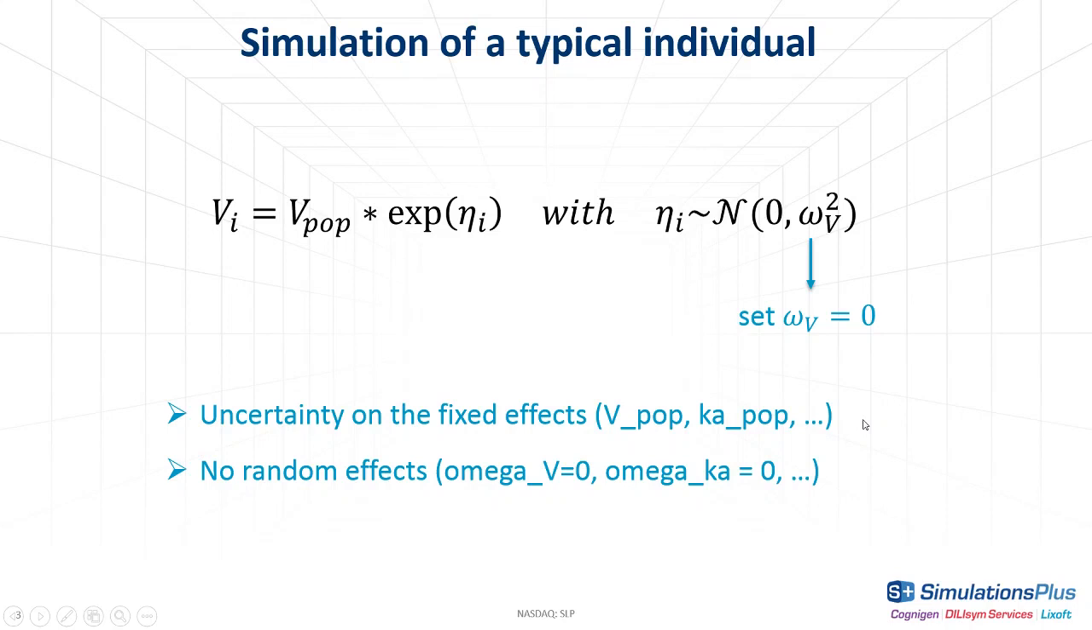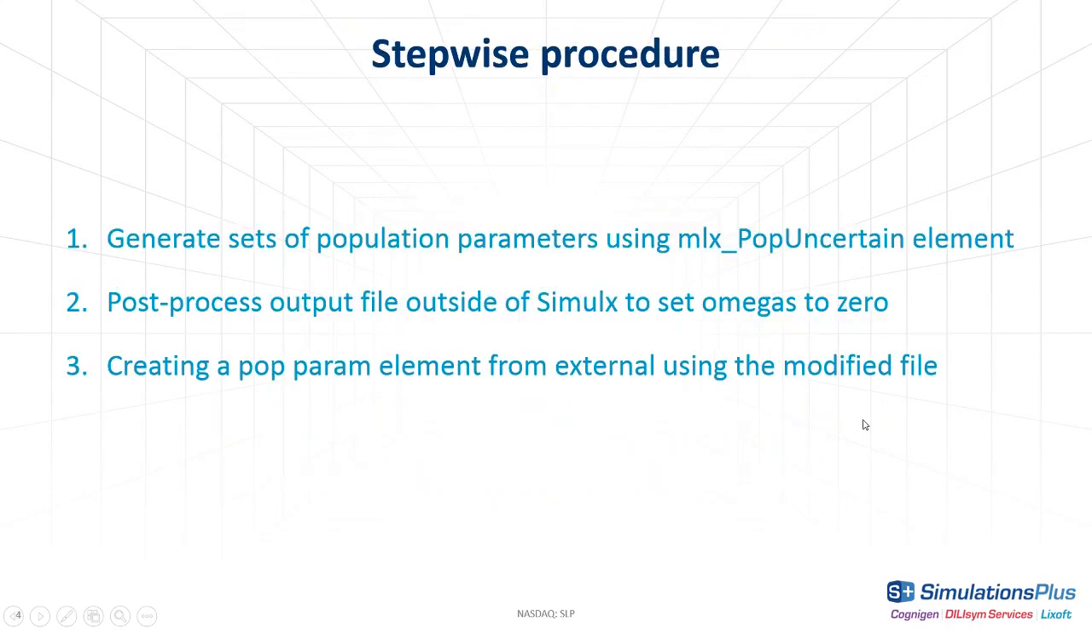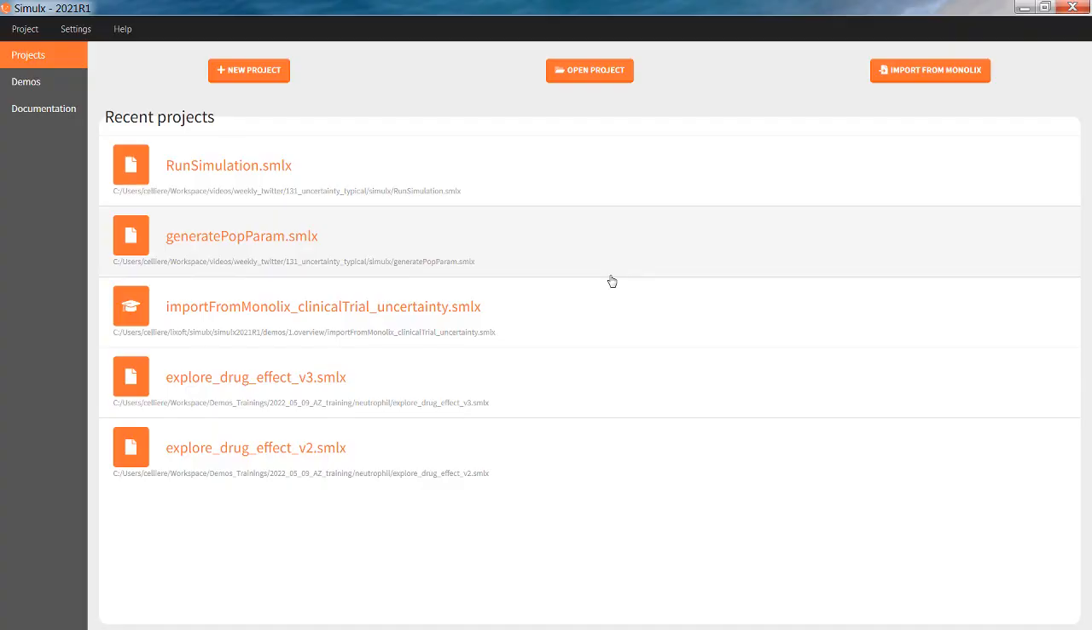There is no element created automatically in Simulx to do this, so we will have to do a few manual steps. The steps consist in first generating a set of population parameters using the MLXPOP uncertain element, then post-processing this output file outside of Simulx to set the omegas to 0, and finally creating a new pop-param element in Simulx from an external file using this modified file. So let's check these steps one by one in the graphical user interface.